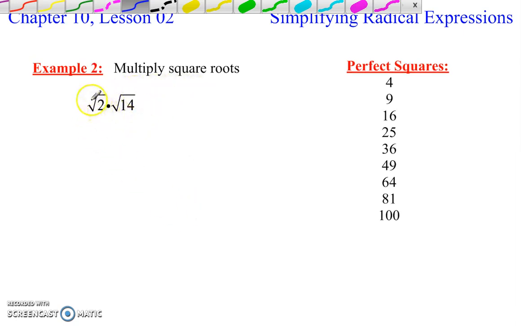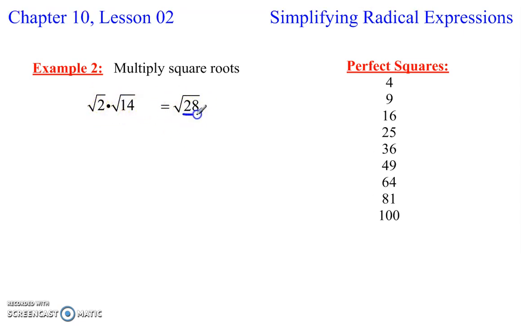Multiplying square roots. Remember, if we have two square roots and we're multiplying them, we can put both factors underneath the same square root. So that's 2 times 14, so it's radical 28. Now I can factor out 28 and see, are there any perfect squares underneath here? Well, here's your list of perfect squares to 100, and 4 is a perfect square, so I can pull that out. Find the square root of 4. That is 2. 2 times radical 7 can be written as just 2 radical 7.